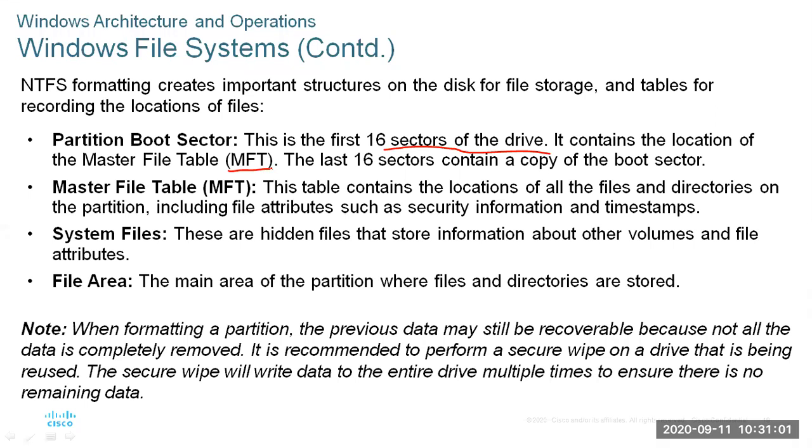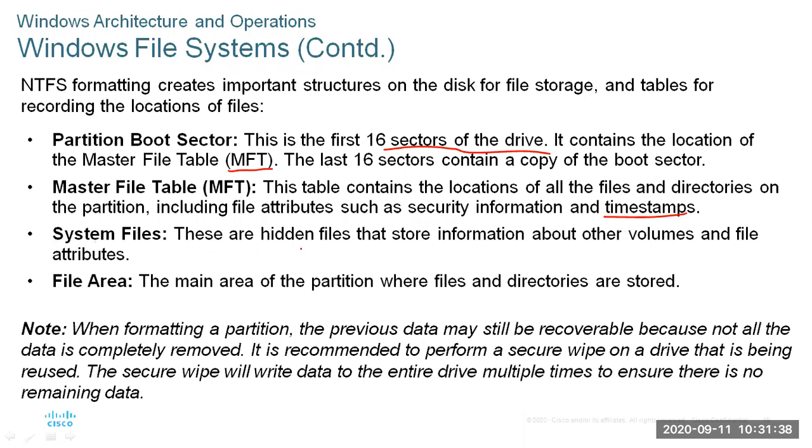When you are installing your operating system, or when you are booting your system, the master record that has to do with the loading of the operating system will come up from there. So we also have the master file table, which is the table that contains the location of all the files and directories on the partition, including attributes such as security information and timestamps.